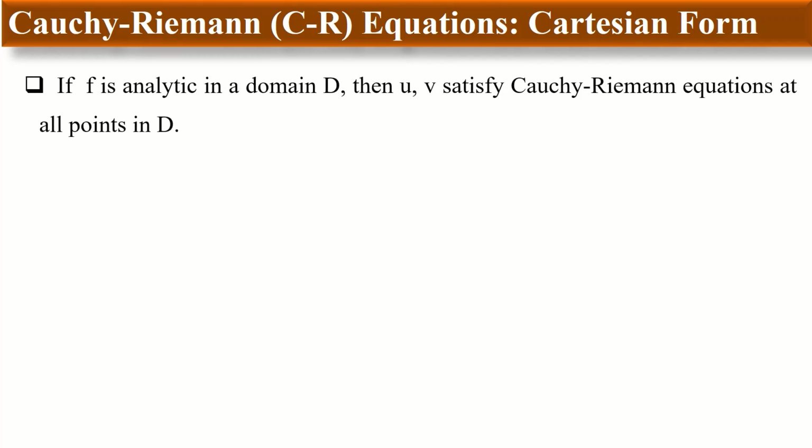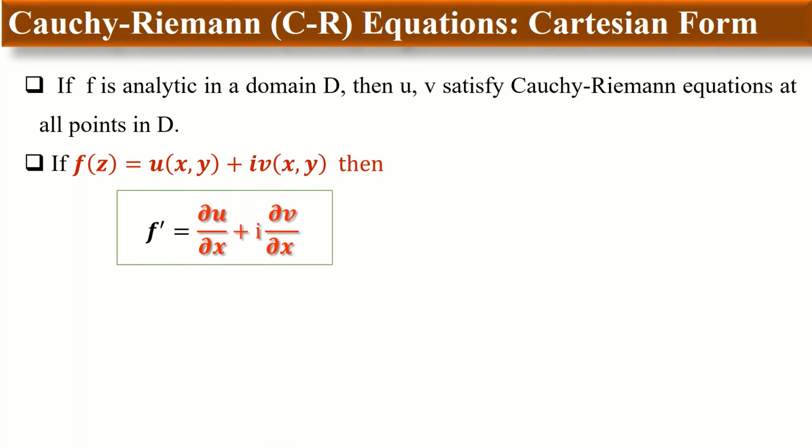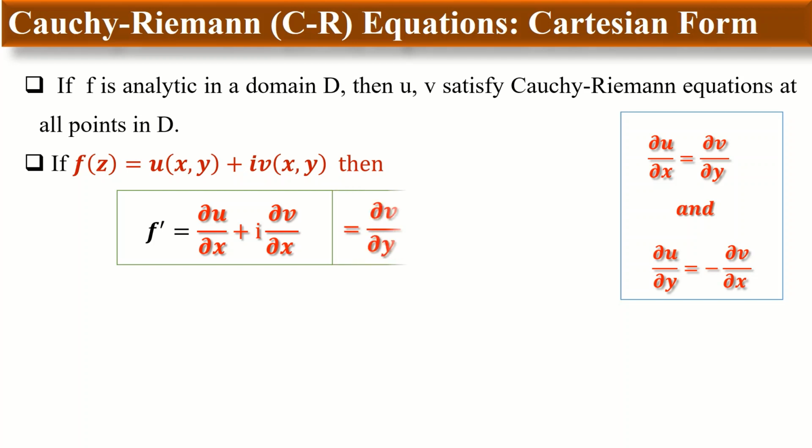So if a function f is analytic in a domain, then u and v satisfy the CR equation. Now suppose f is given in the form of u plus iv. Then f dash is the partial derivative of f with respect to x, that is del u upon del x plus i del v upon del x. Similarly, by using the CR equation, we can write del u upon del x equal to del v upon del y, and del u upon del y in place of del v upon del x. In this way we can define the different partial derivatives of an analytic function.